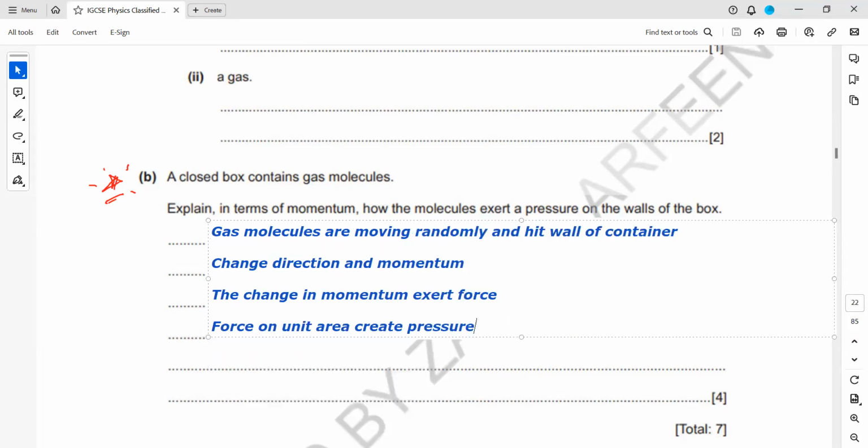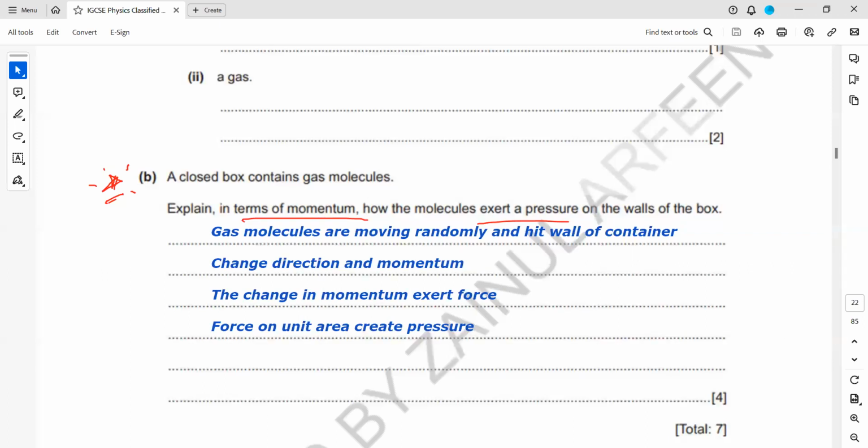The gas molecules are moving randomly. Gas molecules change their direction when they hit the wall. And because of the change in direction, there is a change in momentum. And because of the change in momentum, they will exert force, and the force on a unit area will create a pressure.